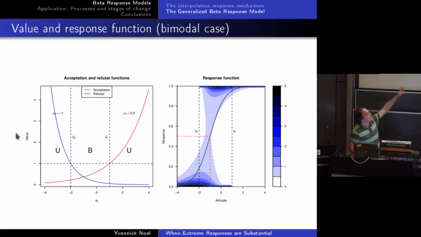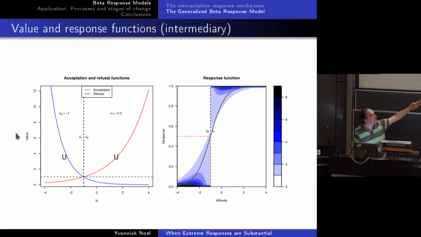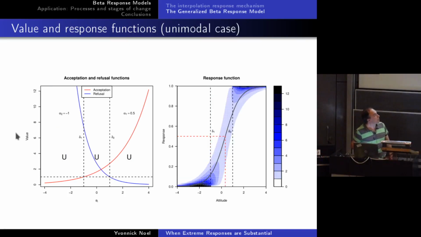Of course, if your acceptance and refusal parameters stay above 1, then no bimodality would appear, as is the case here, where delta 1 and delta 2 are simply equal. And what you get in the middle is the uniform distribution, the beta 1, 1. And if both parameters are above 1, then you're sure that the beta is always unimodal.